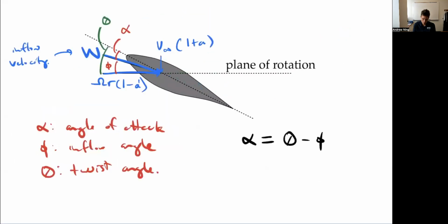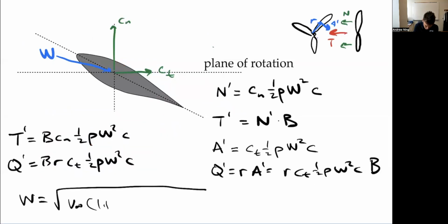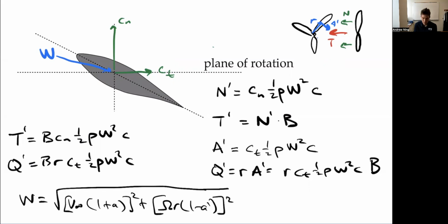We know what it is, but I just need to be a little more explicit. It's the combination of these two velocity vectors. So I can take the magnitude of this thing squared, plus the magnitude of this thing squared, and then add those together, square root, that gives me W. So just to write that out explicitly, W is the square root of (V infinity times (1 plus A)) squared plus (omega R times (1 minus A prime)) squared.